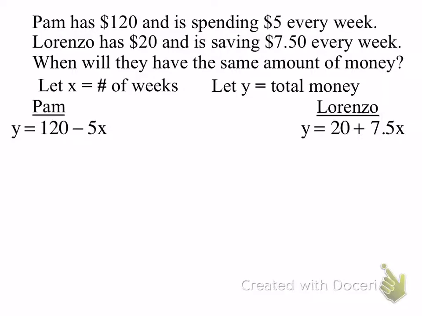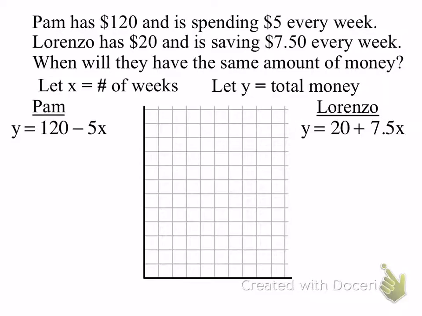Now, remember, when you do your graph, make sure you're labeling properly. What is my y-axis going to be labeled? What's it talking about? The money. And so it's got to go from $20 up to $120, the highest being 120. And what about on the x-axis? How am I labeling that? Number of weeks.